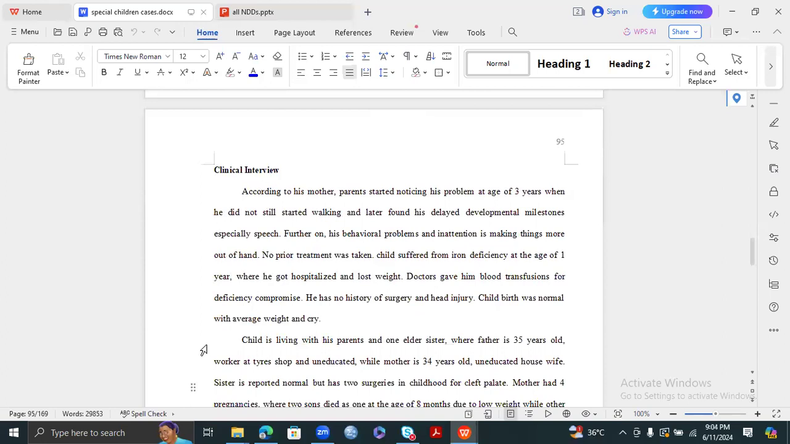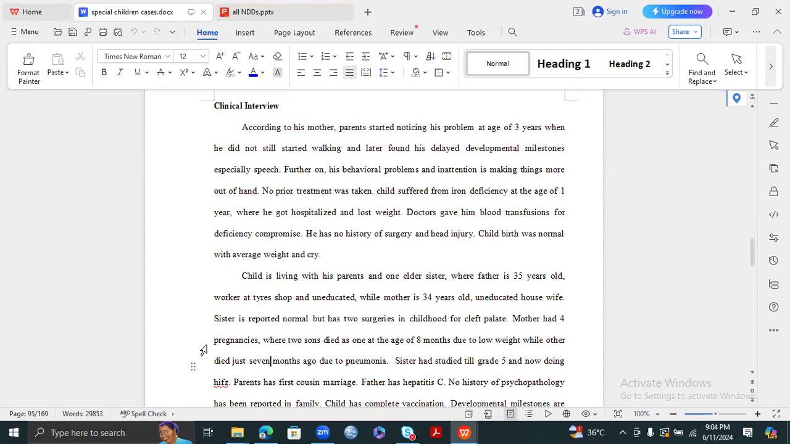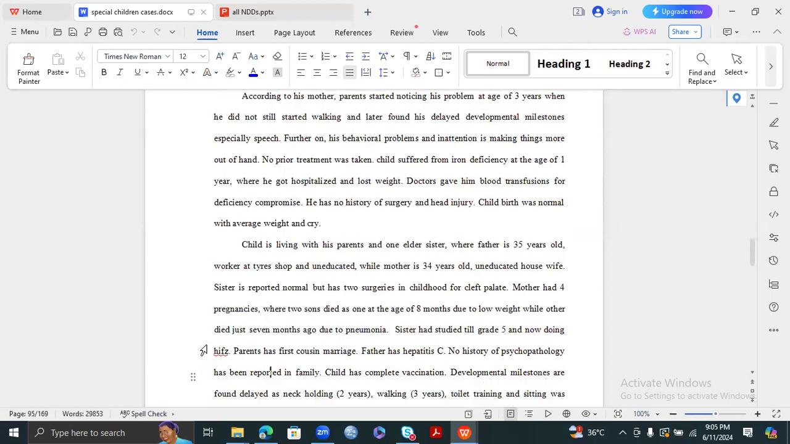All right, here comes the history for the child. Parents started noticing the problem at the age of 3 years, when he wasn't walking and was behind his developmental milestones, especially speech. After that period, his behavioral problems, especially his inattention, were making things more out of hand. No prior treatment was taken at that time, and he also suffered from iron deficiency, got hospitalized, and had weight loss.